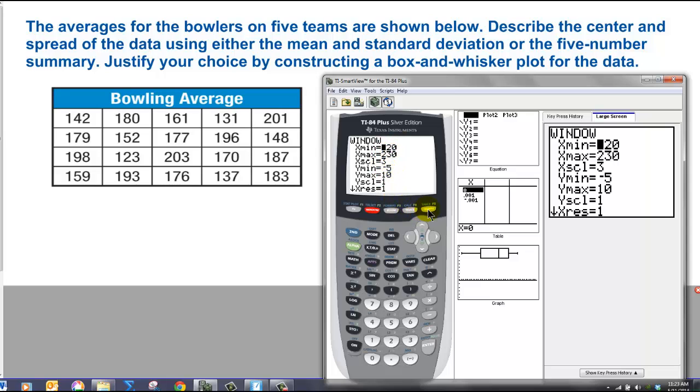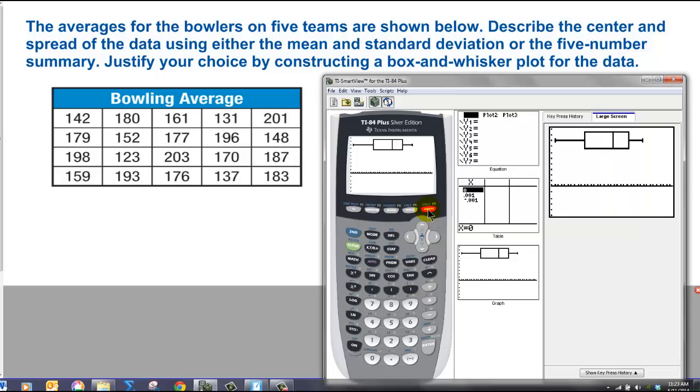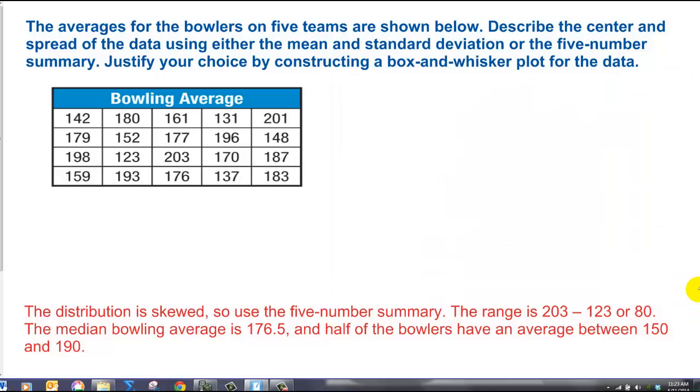so I can see this whole box and whisker. Then I'll hit enter, and I notice that in this box and whisker we have our mean closer to the short whisker over here, so this is skewed negatively. So to describe this data, we're going to use our box and whisker plot and our median. So let's take a look at our solution. Distribution skewed, so we use a 5-number summary, and remember our 5-number summary is the same as a box and whisker.